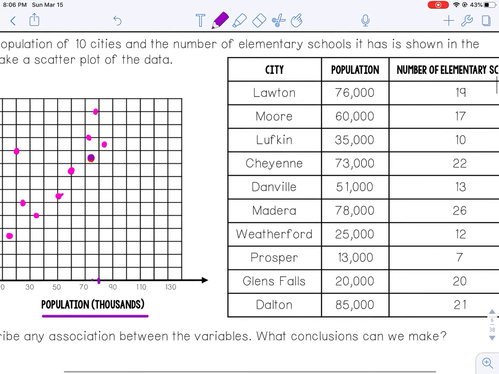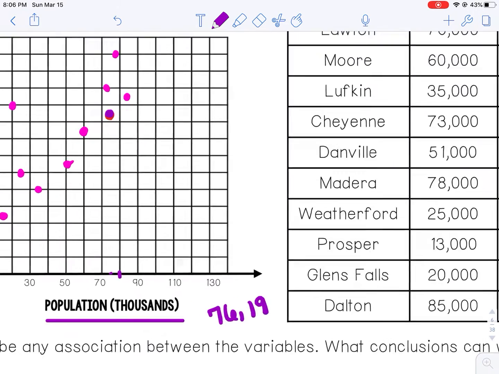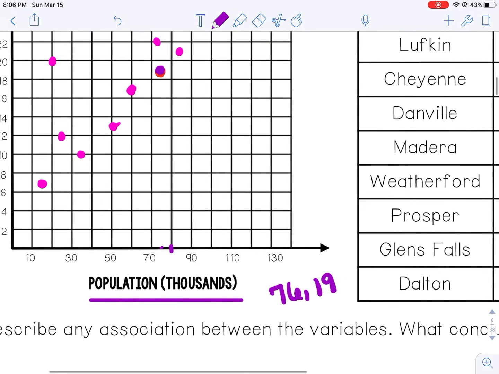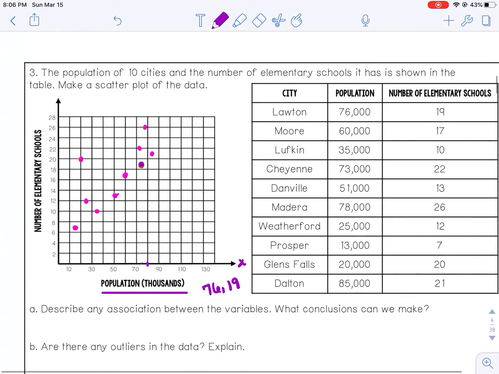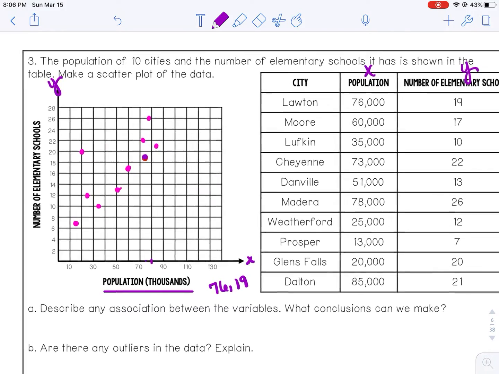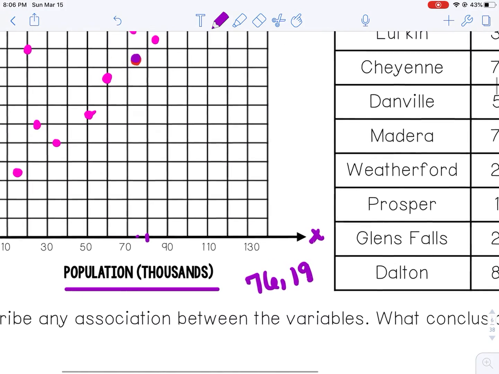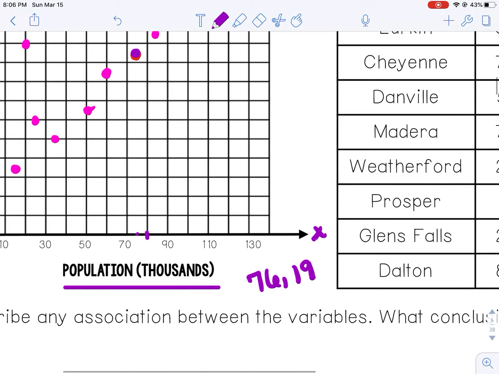So 76,000, 19 elementary schools, we're going to do that as 76, comma, 19. So when I look at my x-axis, okay, oh, and here's another thing. The data that's given to you first is x, your independent variable, and the data given to you second is y. So go ahead and label your x and y axes. Okay, so 76,000, comma, 19.